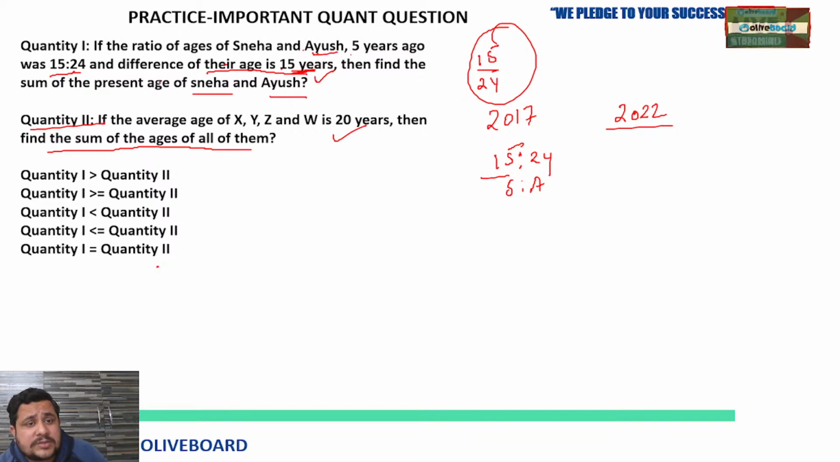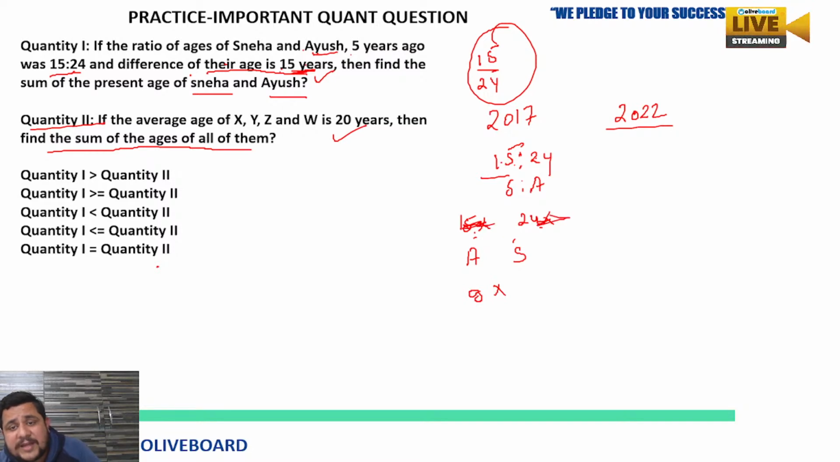Now we can use this. The difference of their age is 15 years. So now in 2017 we can assume that their ages are 15x and 24x. Okay. So now Ayush's age and Sneha's age, their difference will be what? 24x minus 15x, so 9x. Okay.